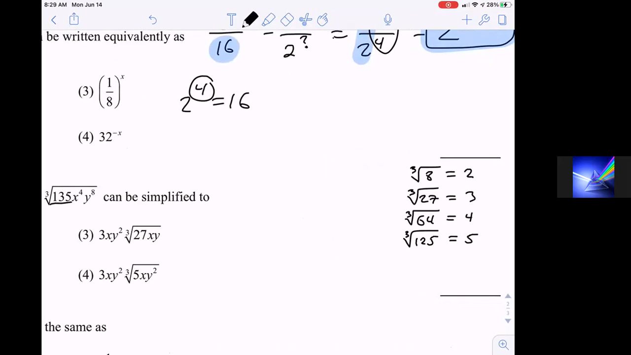It does go into 27 5 times. So here's what we will do. We're going to take that cube root and break it up into 27 times 5. 27 times 5 is 135. The black represents what I can take the cube root of, like we worked on Friday. The blue represents what I cannot take the cube root of.